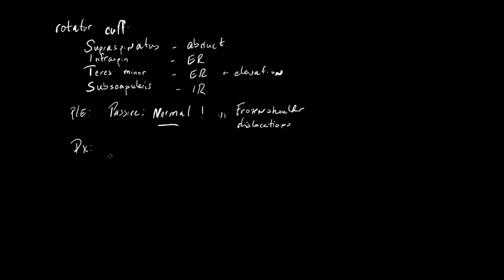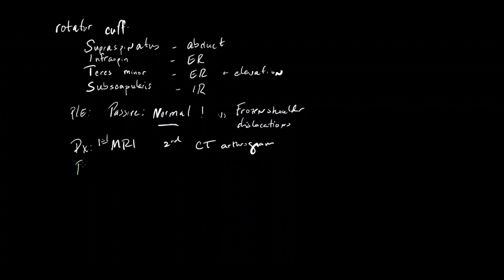Well, the diagnosis for this is an MRI. The only way to diagnose a rotator cuff tear is to look at the soft tissue. So an MRI is the best choice. If they cannot get an MRI, there is something called a CT arthrogram, in which you inject dye into the shoulder joint. If dye leaks out of the shoulder joint through a rotator cuff tear, you will see it on the CT scan.